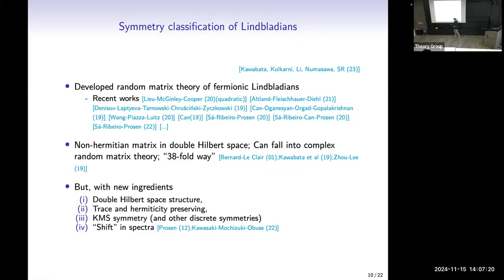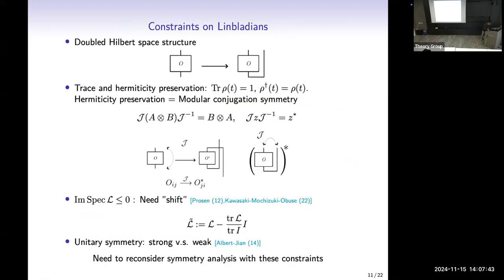And the fourth ingredient is the shift of the origin of the spectrum, because the Lindbladian spectrum is one-sided toward the negative real axis, but we found it's important to shift the origin of the spectrum sometimes. So let me elaborate a little bit on this.